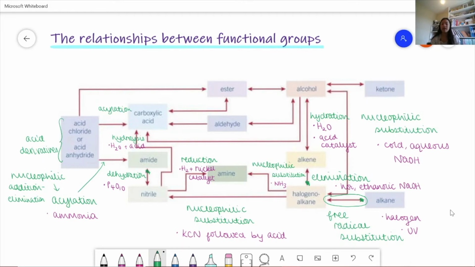But this time our reagent is water. And then to form an ester, we also have an acylation reaction. But this time our reagent is a primary alcohol.